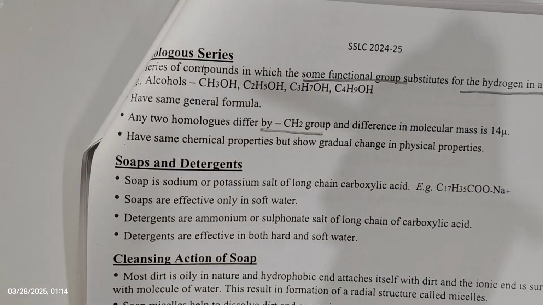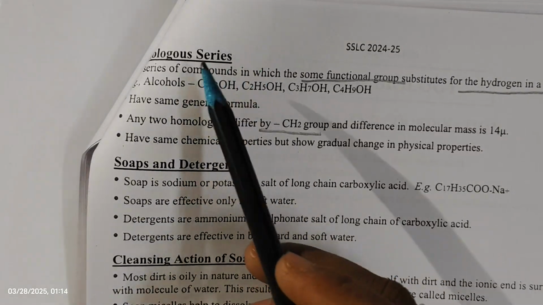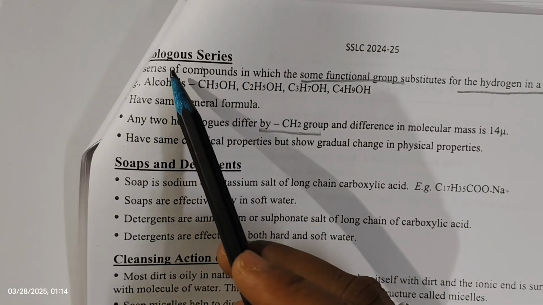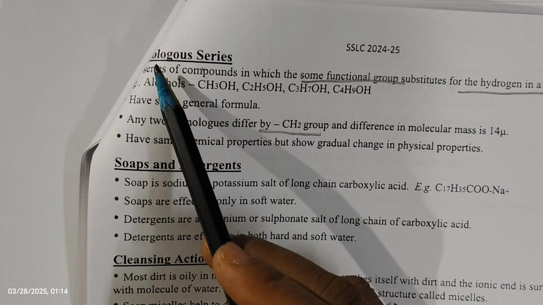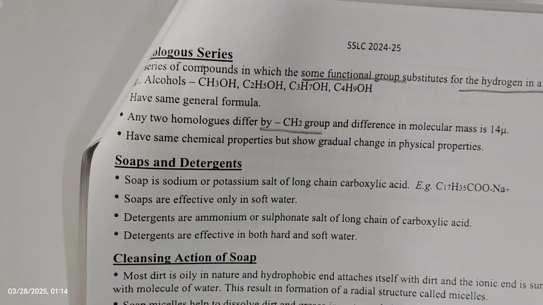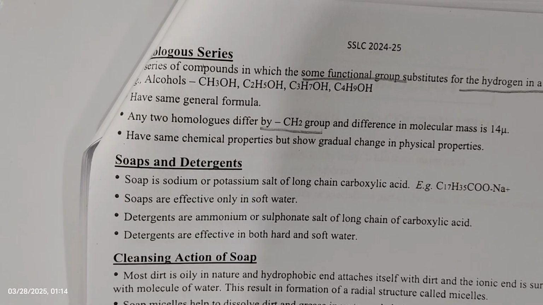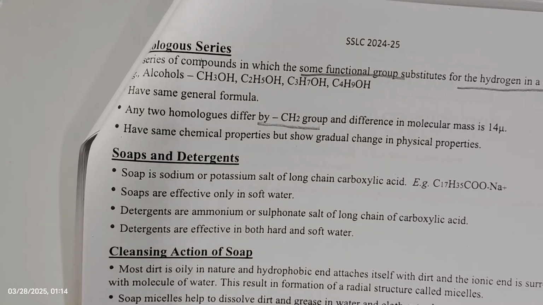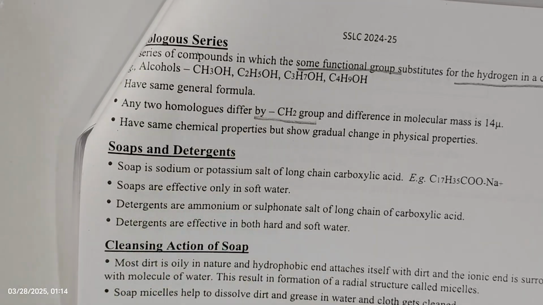A very easy way to remember and learn is homologous. Homologous means they have the same general formula. Homo is same. So homologous series means organic compounds with the same general formula, similar chemical properties, and successive members differing by the CH2 group. That we call a homologous series.